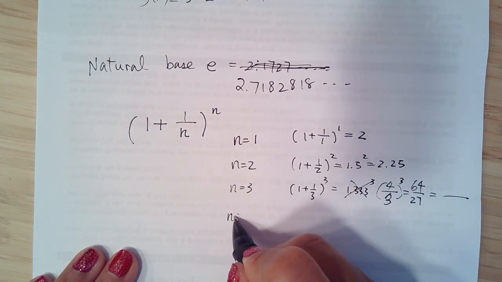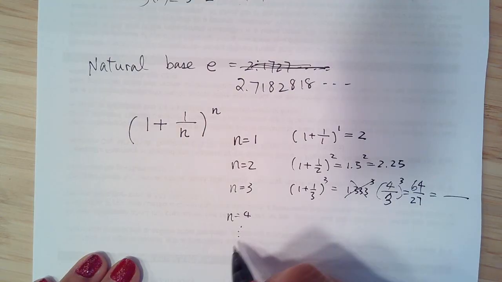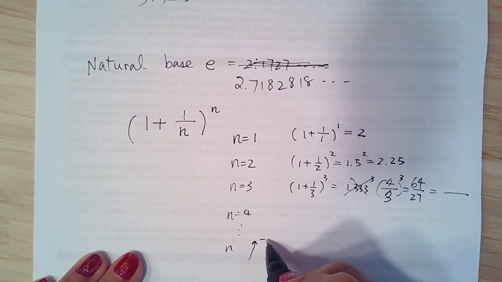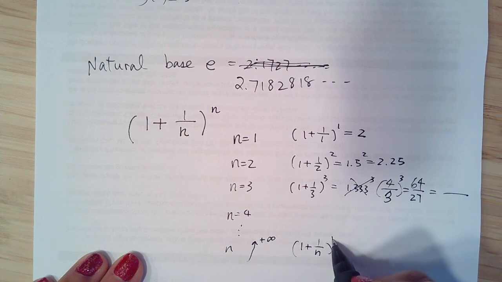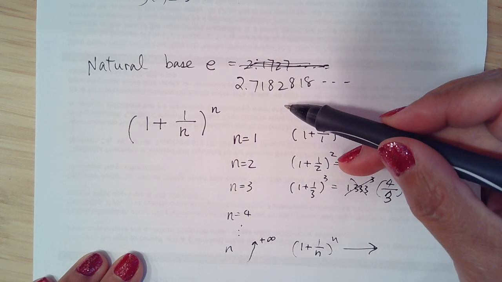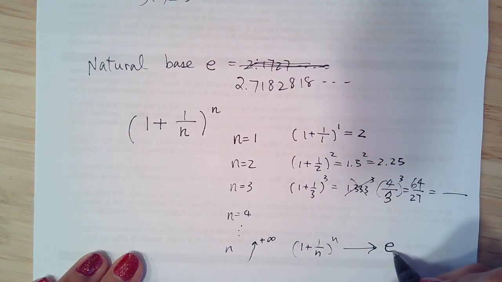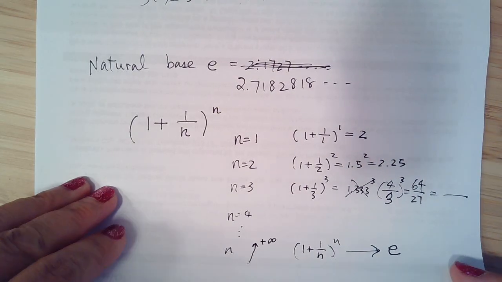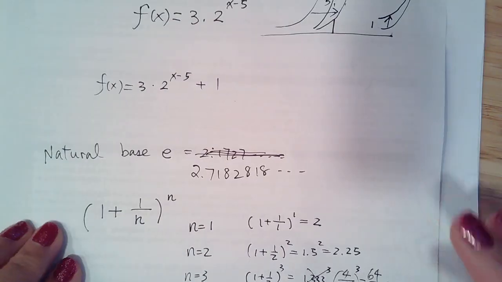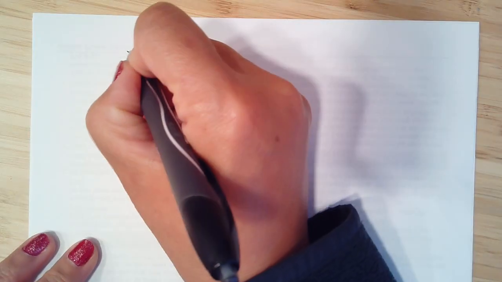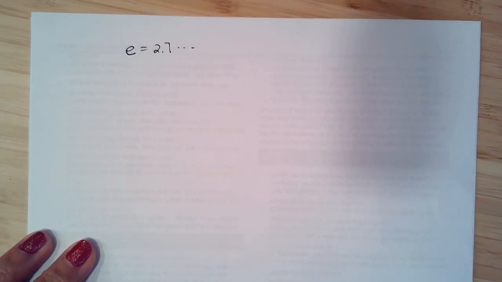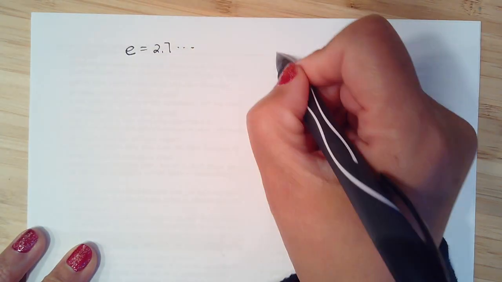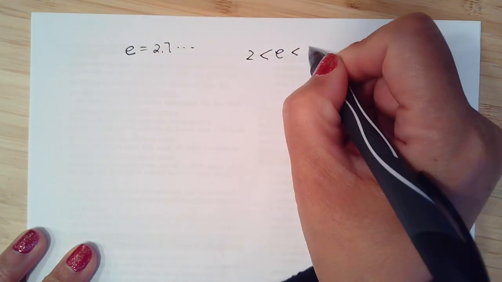And n equals 4. You can keep going until n is really big, to positive infinity, and then this 1 plus 1 over n to the nth power will approach 2.71828. So that approaches e, the natural base. Because this e is 2.7 something, and I don't want to remember so many numbers. And this e is between 2 and 3, isn't it?